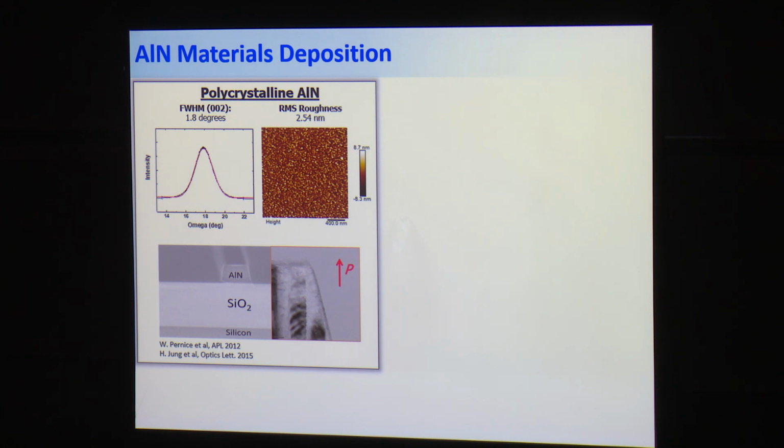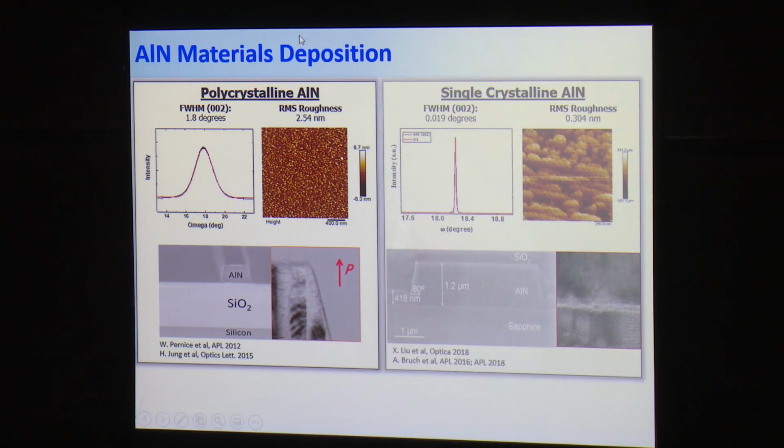You can measure that through an X-ray rocking curve. And the surface is also pretty smooth, with a roughness of about 3 nanometers. Each of the domains is about 20 nanometers, which gives you very little scattering of light. So those are polycrystalline materials, and there are also single crystalline materials.